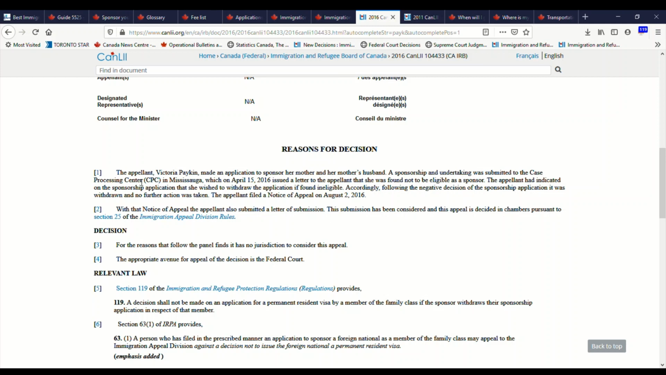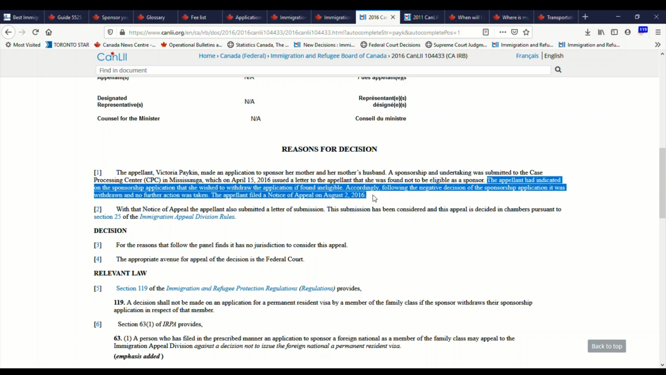In this case, the sponsor was trying to sponsor her mother and the mother's husband, and the sponsorship undertaking was submitted to the Case Processing Center in Mississauga, which issued a letter to the appellant that she was found not to be eligible as a sponsor. The appellant had indicated in the sponsorship application that she wished to withdraw the application if found ineligible. Accordingly, following the negative decision on the sponsorship application, it was withdrawn and no further action was taken. The appellant filed a notice of appeal.